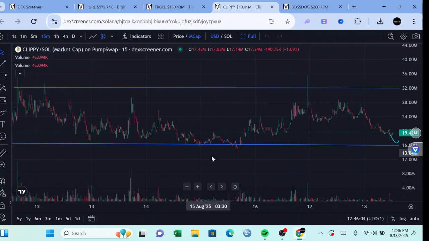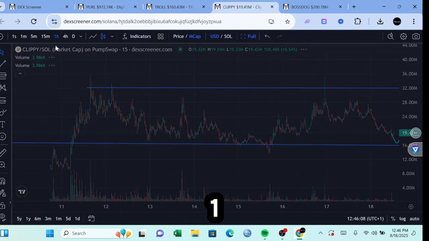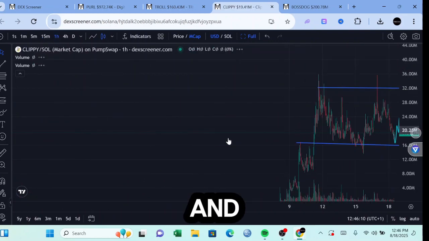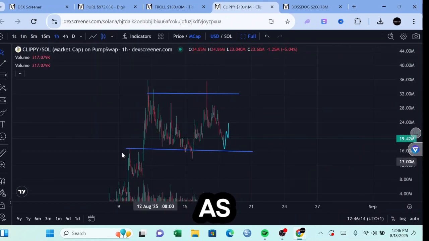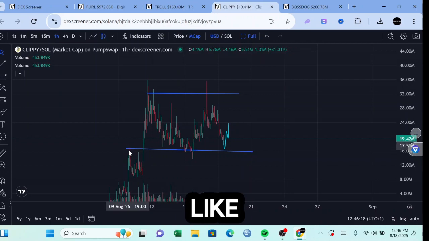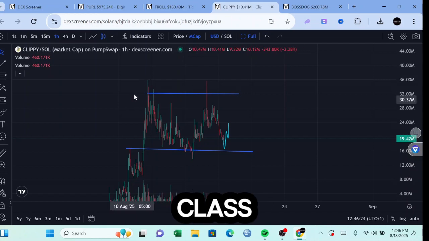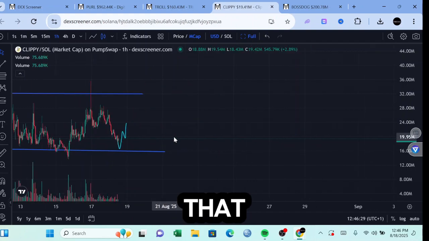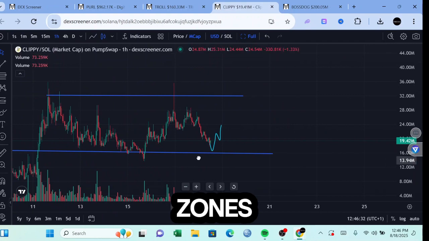And guys, you can see I already drew the support and resistance lines. You may put this in the 1 hour time frame, and I can erase it, like you guys can see. As you can see, this was the highest place the coin price went to. This was a resistance. Then from this place, it went down to this particular support zone, and now it's back to this place. You should know that support and resistance areas are not just straight lines, they are zones.